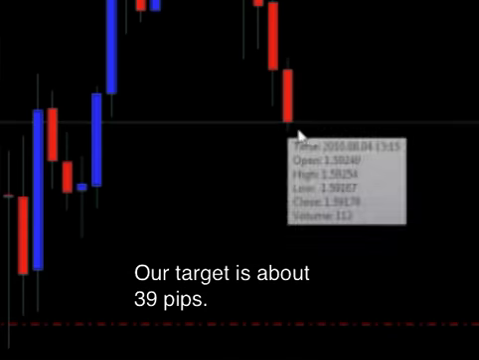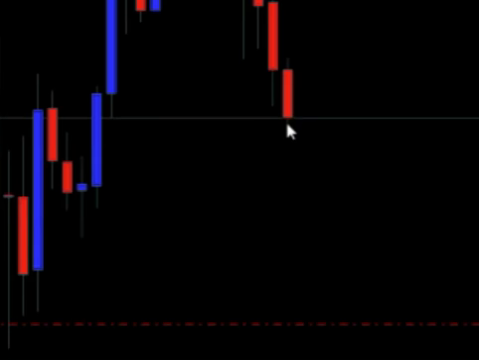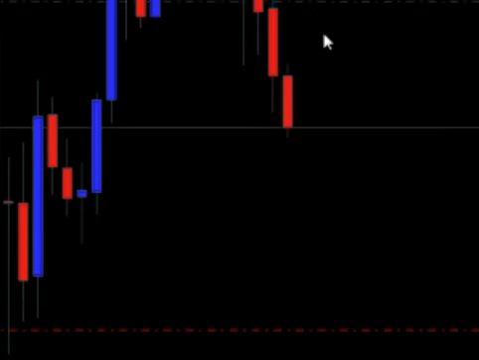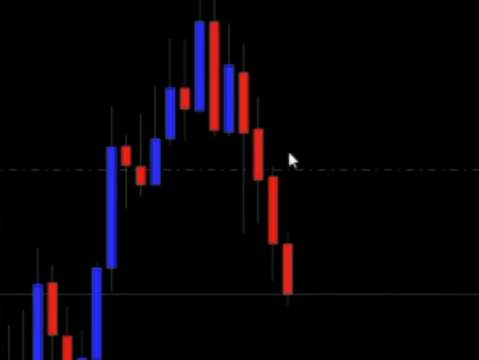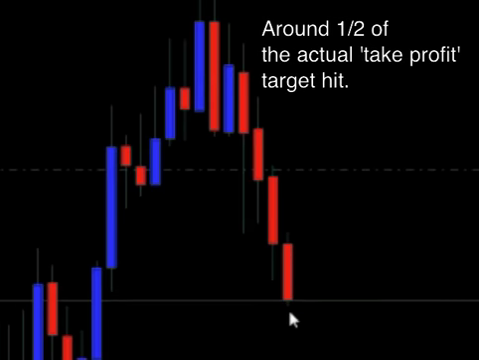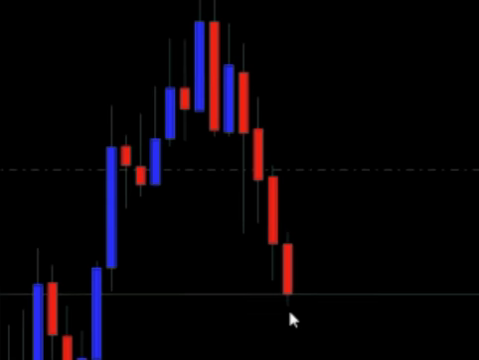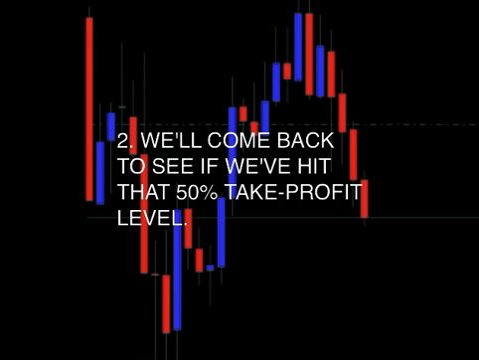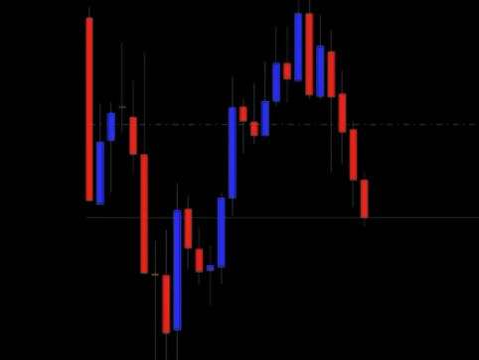So if we see around 18 or 19 pips or so, that'll be somewhere down here. I'll look to move the stop loss to around plus 1 pip or 2 pips, so that we lock in the trade for a few pips, and from there we're basically in a free trade. I like to do it when I see around half of the actual take profit target hit. So we'll come back in a few minutes and we'll see if we hit that 50% take profit level.